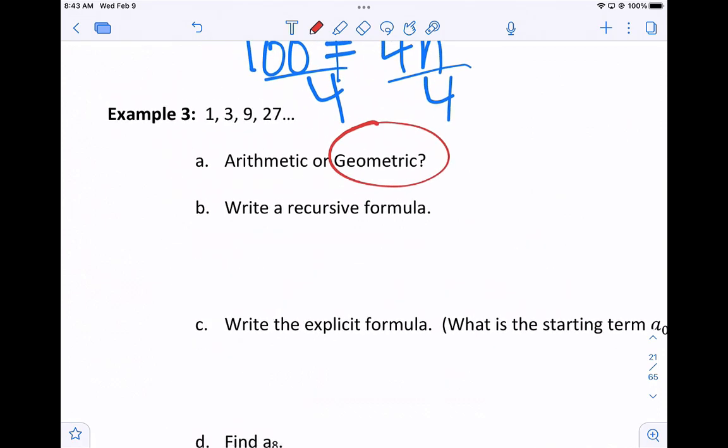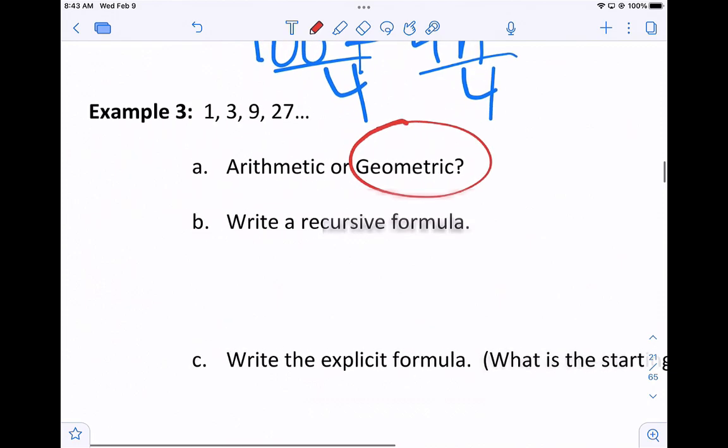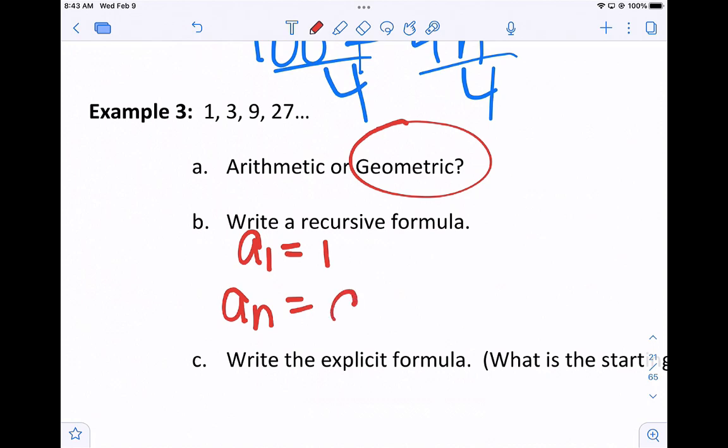All right, so there's 2 ways to write this recursive formula. Actually, no, sorry, there's 1 way to write the recursive formula, 2 ways to write the explicit formula. The recursive formula, we can say the starting value is 1. To find any number, you take the term before it and you multiply by 3.